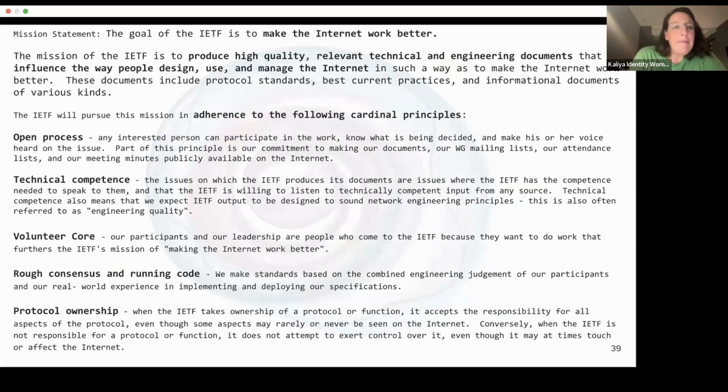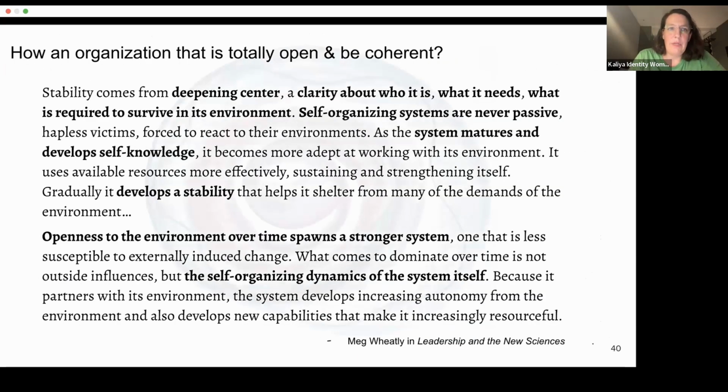And they have a mission statement to make the internet better. But they do this by producing high quality, relevant technical engineering documents that influence the way people design, use, and manage the internet. This language is always very intentional. Any of these documents that is an RFC that's come out of the IESG in particular has consensus agreement. It's been looked at by hundreds, if not thousands of eyes. And they adhere to this purpose through open processes, technical competence, a volunteer core, rough consensus and running code, and protocol ownership. The IETF trust owns the copyright on all their things.